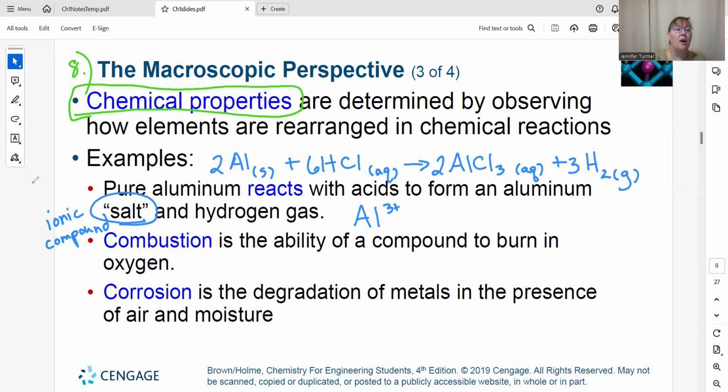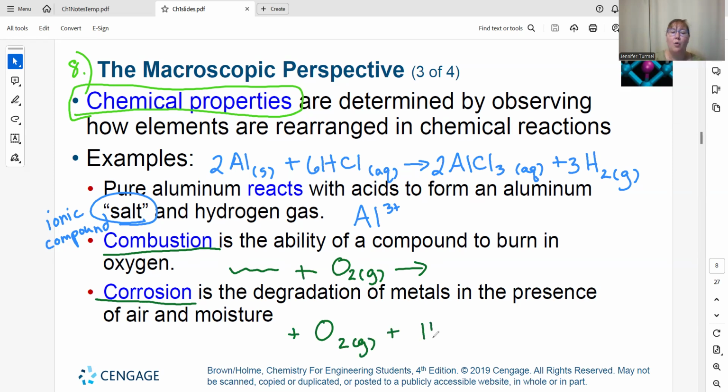So looking at a few other things, we have combustion, and that's the ability of a compound to burn in oxygen. So it's your compound plus oxygen gas. Okay, and that's that. And then you will have corrosion, and that's the degradation of metals in the presence of air and moisture. And corrosion is also usually going to be plus oxygen and water, and it turns into something else. Okay.